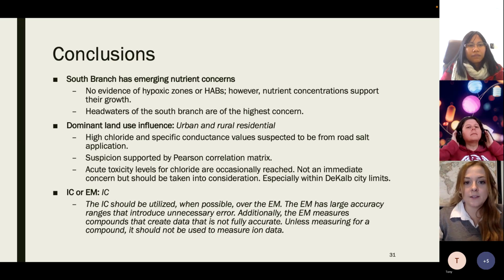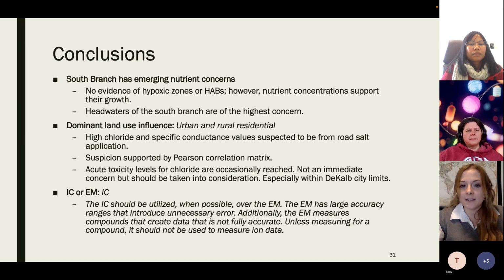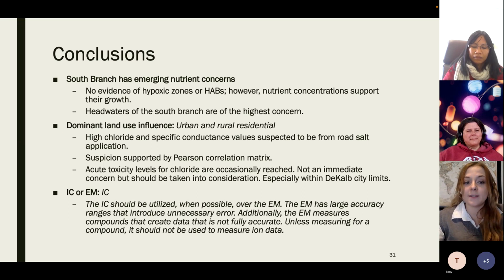The overall dominant land use influence was found to be urban and rural residential. This is through high chloride and specific conductance values that were suspected to be from road salt application. Our suspicion was supported by the Pearson correlation matrix. Although acute toxicity levels for chloride are occasionally reached, it's not an immediate concern, but should be taken into consideration when planning for winter road weather. This is especially true for sites that are within DeKalb city limits.